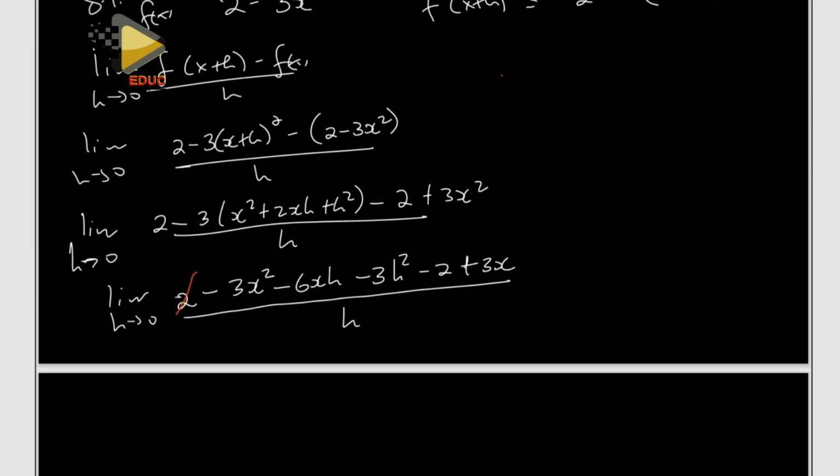So these 2 cancel that 2. Then having this as 3x squared. Okay. So the 3x squared cancels the 3x squared. This is what I'm left with.